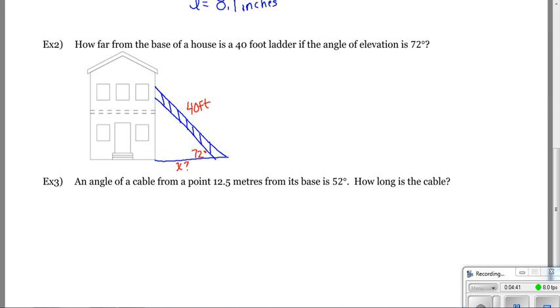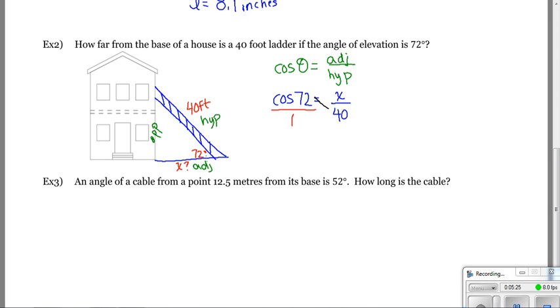We'll call it X. Let's label the triangle. This is the hypotenuse. The dot is there. Adjacent is the X because it's beside 72, and this is my opposite. Okay, let's set up our ratio, which is cos theta equal to adjacent over hypotenuse. Sub in values. Cos 72 equal to adjacent, which is x, over hypotenuse, which is 40 feet. That's an invisible 1 underneath cos 72.